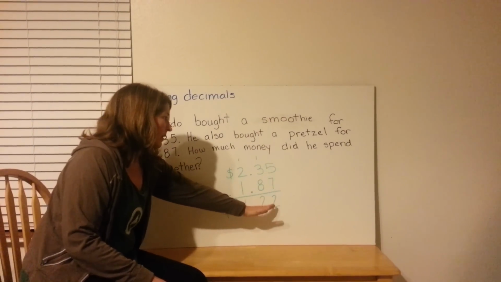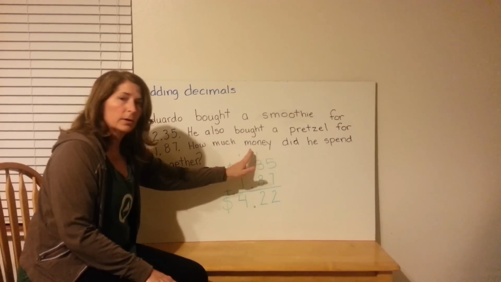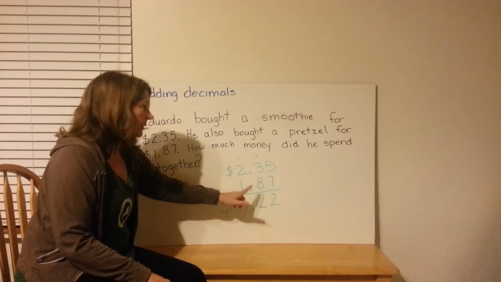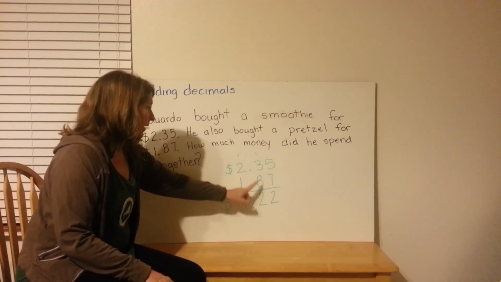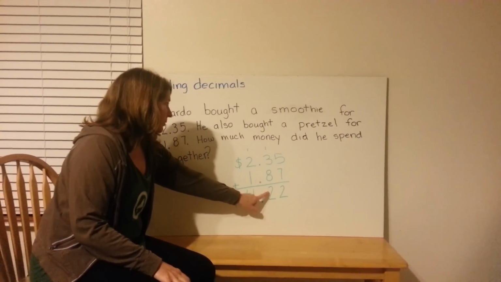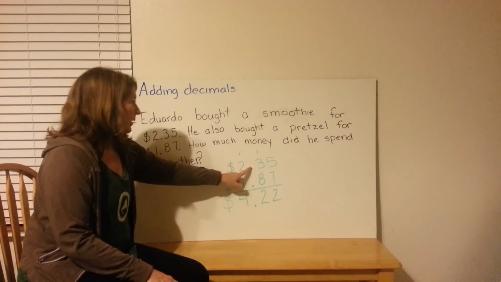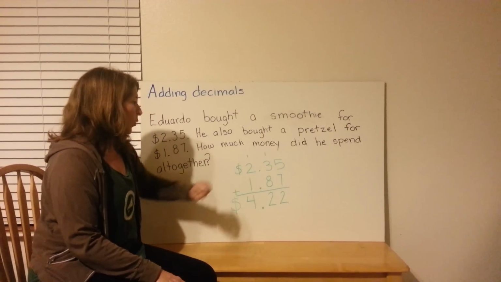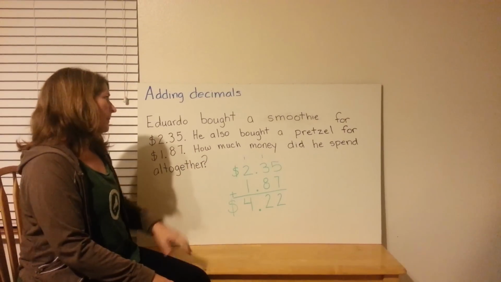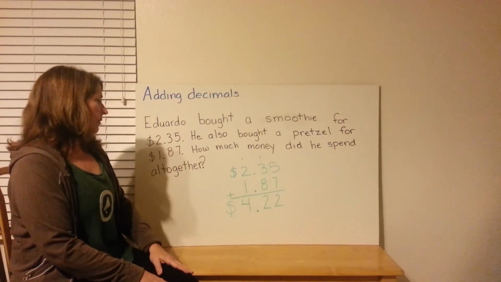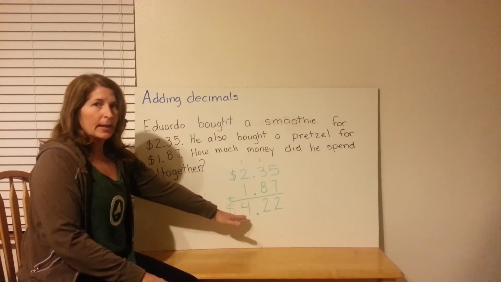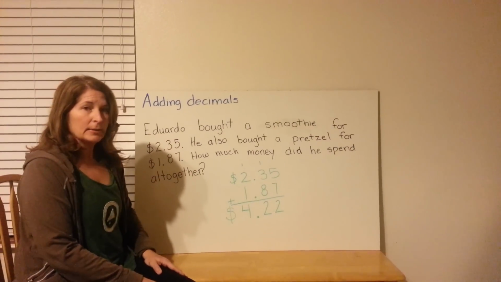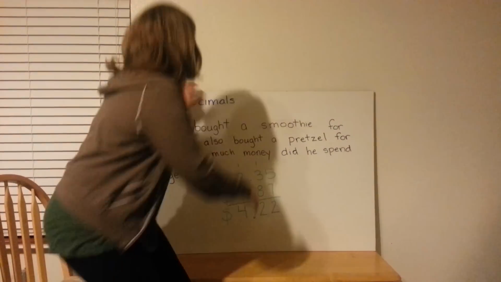5 plus 7, 12, put your 2, regroup the 1. 3 plus 8 is 11, add the 1, that makes 12. Put your 2 and regroup the 1. And don't forget your decimal. 2 plus 1 is 3, and 1 more is 4. So how much money did Eduardo have all together? He had $4.22. Now let's take a look at subtracting decimals.